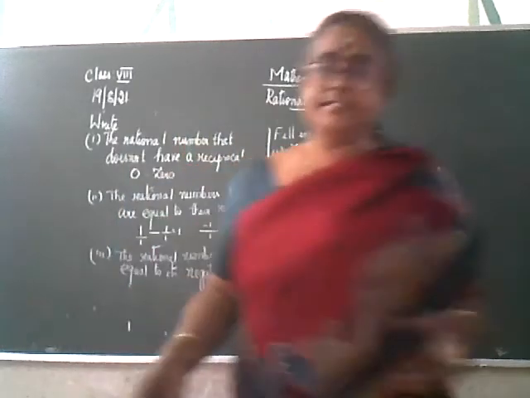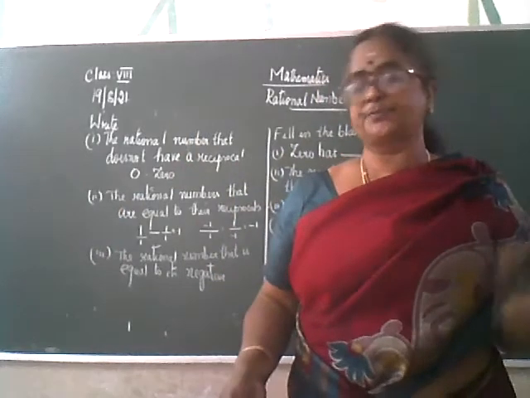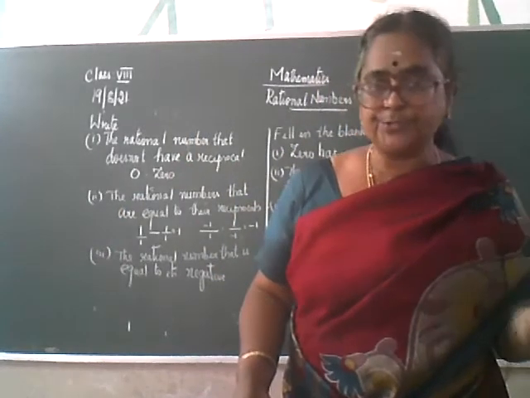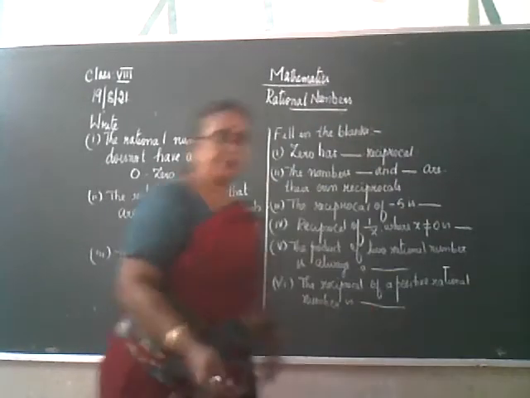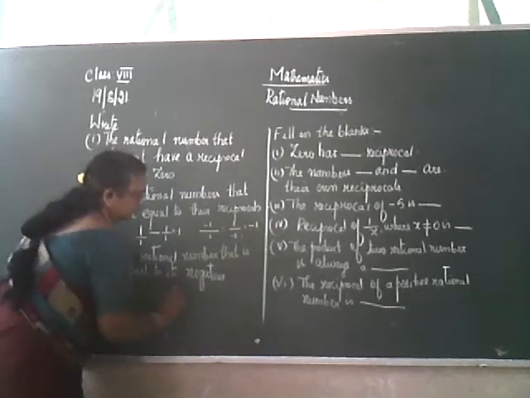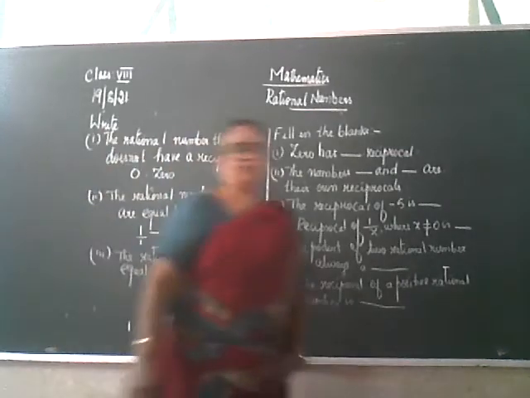Then the rational number that is equal to its negative. Negative means you will have 0 only, because 0 is neither positive nor negative. But other numbers will definitely change when you put a negative. So you can write this is also equal to 0.